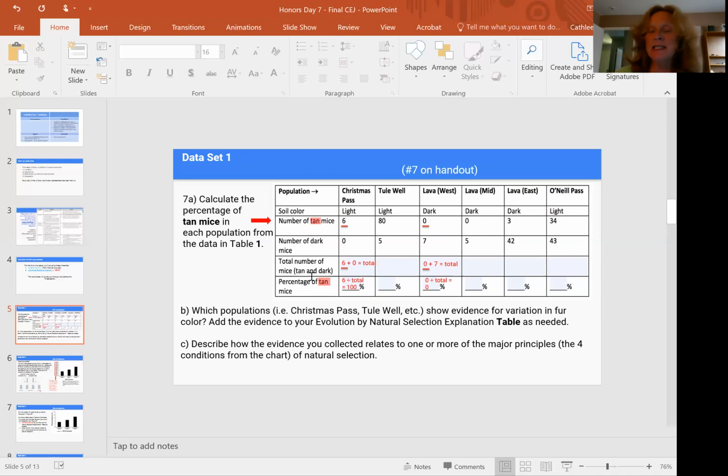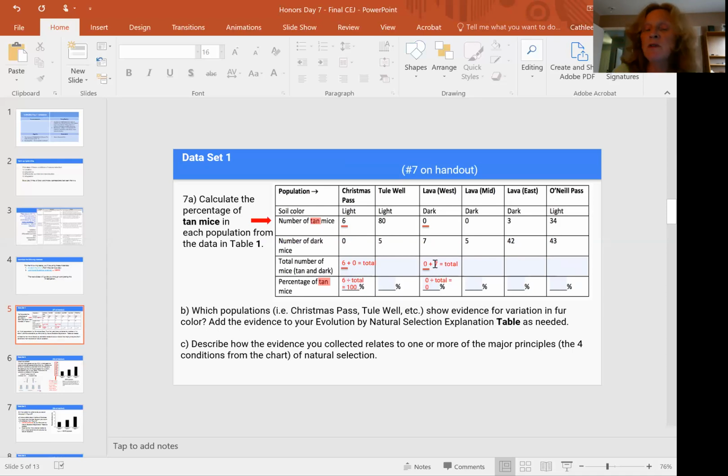And so you can see here, this is the number of tan mice that were found at Christmas Pass. The number of dark mice is 0. So when you add those two together, you obviously are going to get 6. And then when you go to do the percentage, you're going to say, okay, well 6, which was the tan mice, divided by the total, which is 6, is going to give you 1. Well, 1 is 100%, right? Okay. And you're going to do the same thing for all of these.